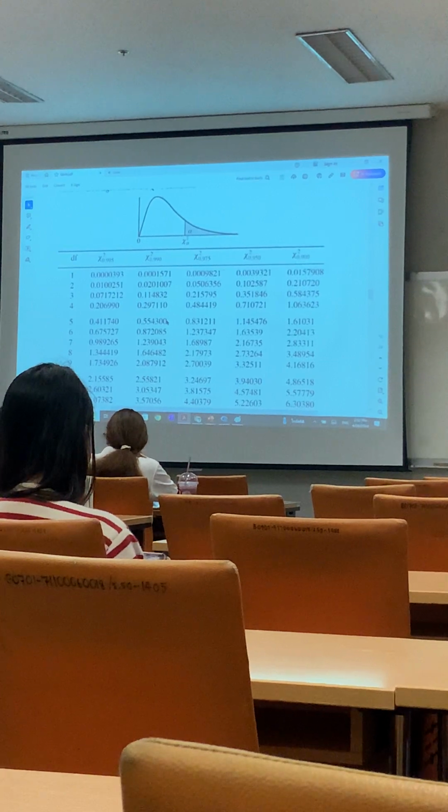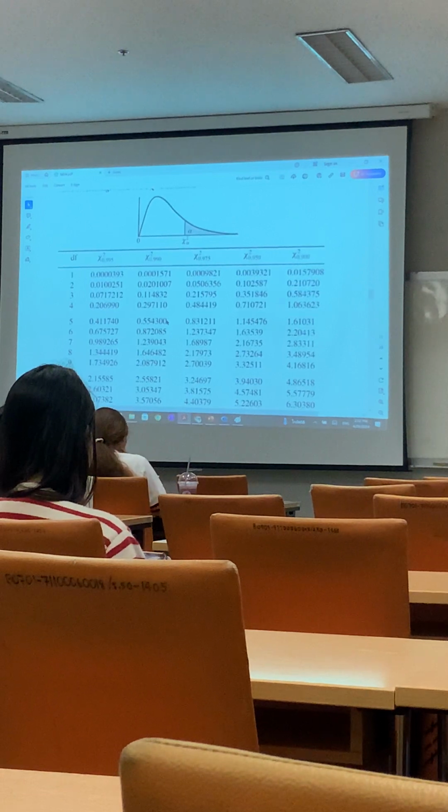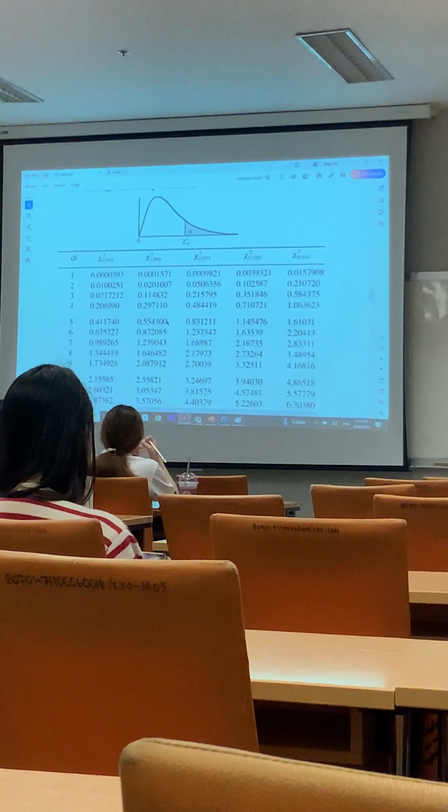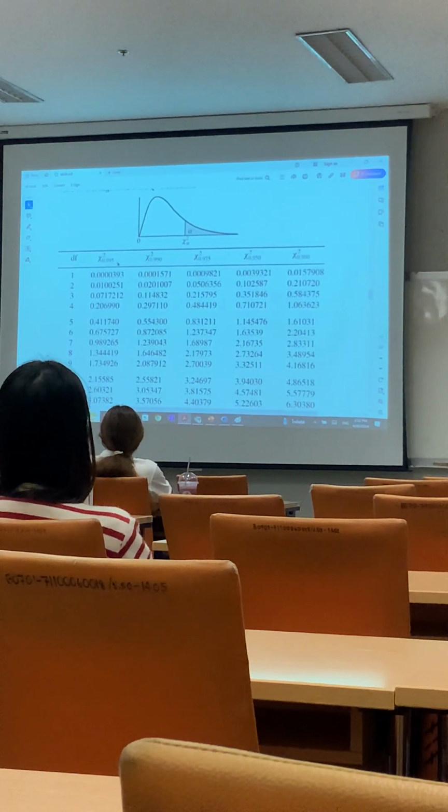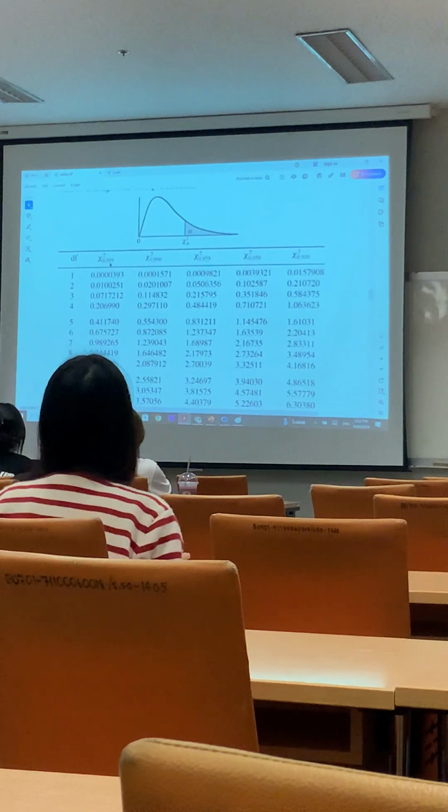If you want 5% on the lower tail, it has to be 95%. Let's say if you want, like, this one is extreme, so if you want 0.5% in the lower tail, the upper tail will be 99.5%, so it will be that column.